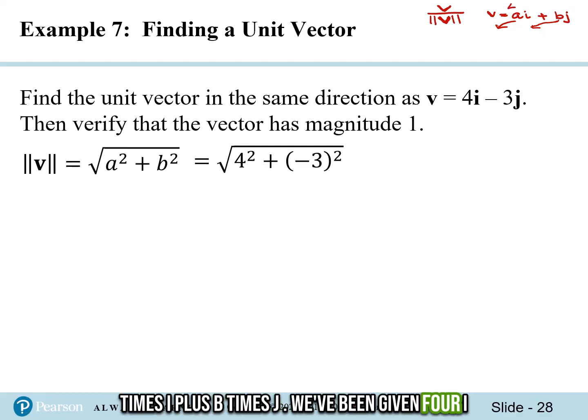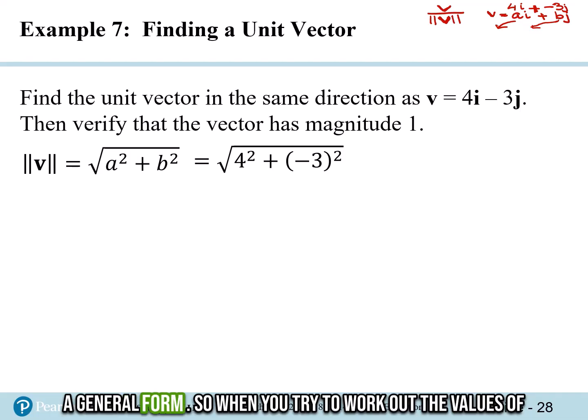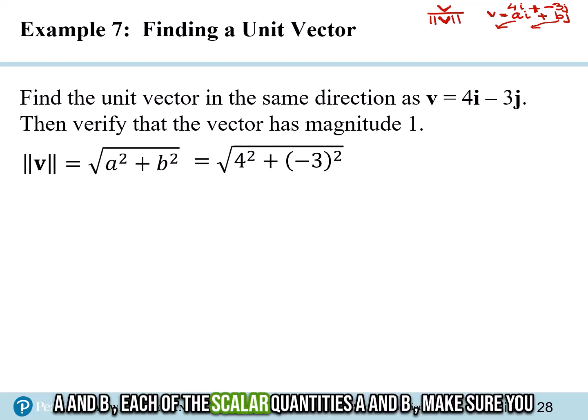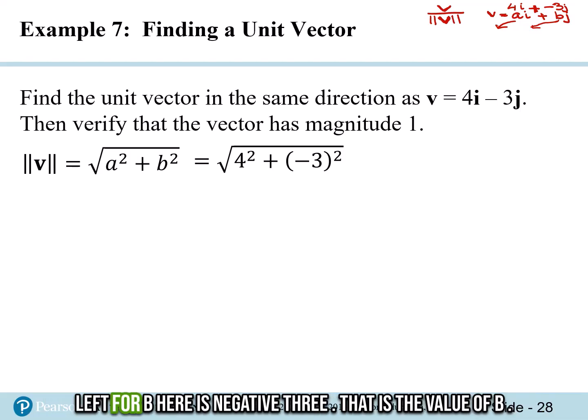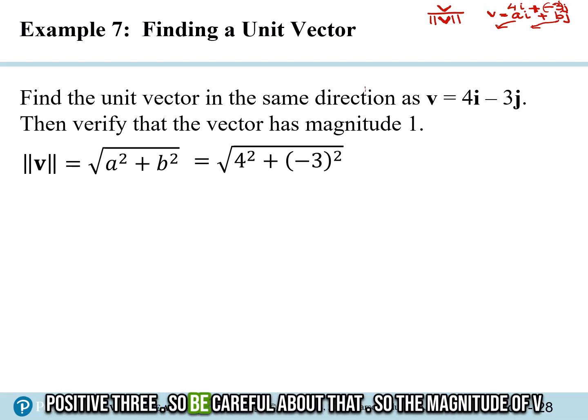We've been given 4i minus 3j, and in between there is a plus, correct? That's the general form. So when you try to work out the values of each of the variables a and b, each of the scalar quantities a and b, make sure you first write it in the general form of ai plus bj, and whatever is left for b here is negative 3. That is the value of b. Correct? So b has a value of negative 3 and not a positive 3. So be careful about that.